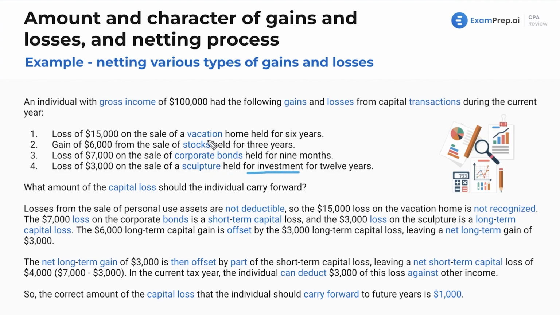Vacation home, we are going to actually completely ignore this in terms of calculating the capital loss that we're going to carry forward. Because vacation home, this is personal property. We are not allowed to deduct this loss, just like a loss on selling your car. That is a personal asset. Now, if this was a rental property, that'd be a whole different story. Schedule C, dealing with that. So yes, that would be allowed. If your car is used for business, yes, you would be able to get that benefit.